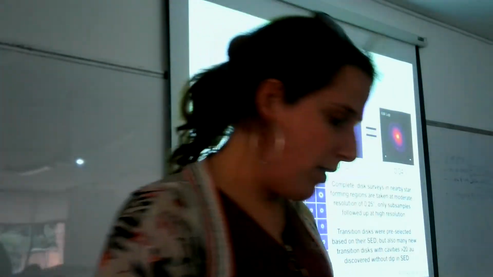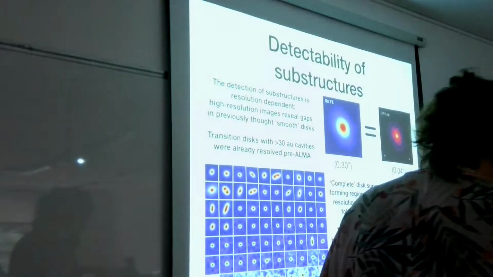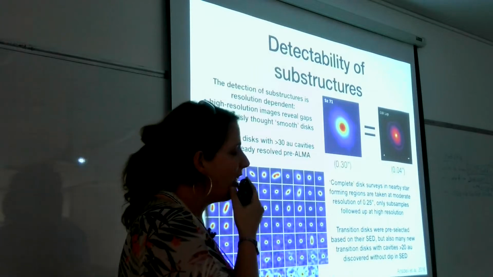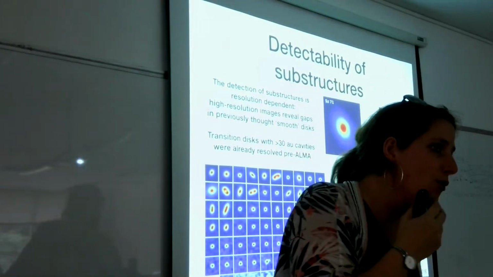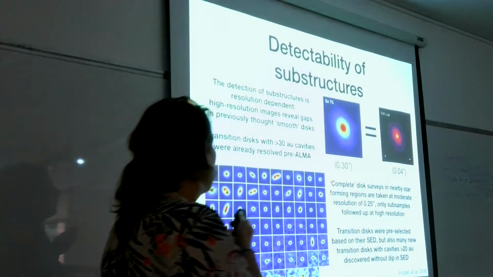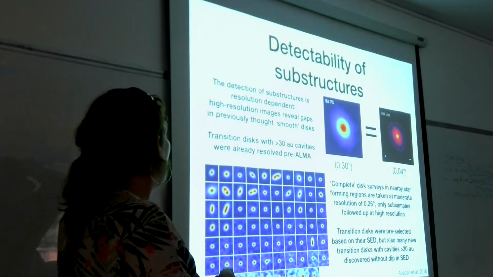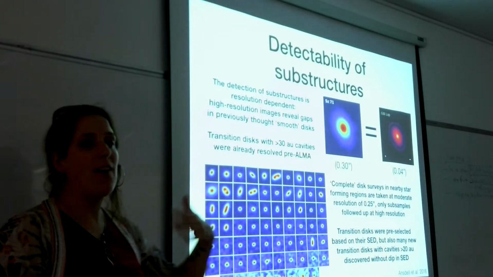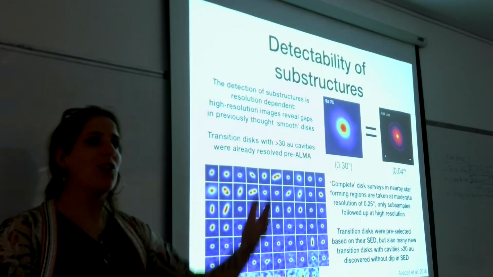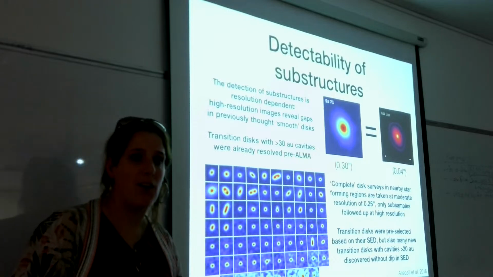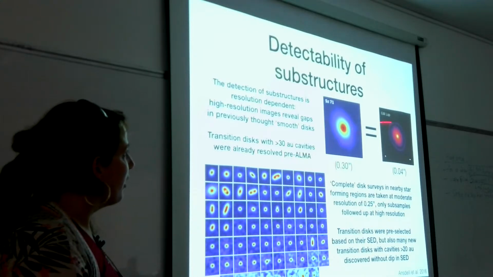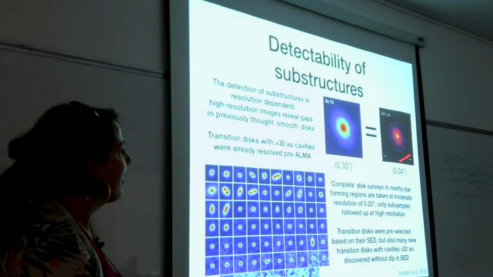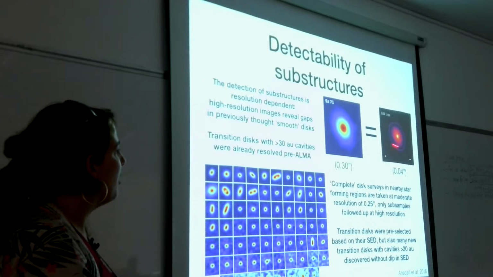Okay, so we've talked a lot about the different substructures that we have. I do want to talk a little bit now about the detectability of substructures. I also mentioned this morning that the detection of a substructure is resolution dependent. Many high-resolution images reveal substructure in disks that were previously thought to be smooth. So, for example, this disk was smooth at 0.3 arcsec, and then later turned out to have at least one gap.